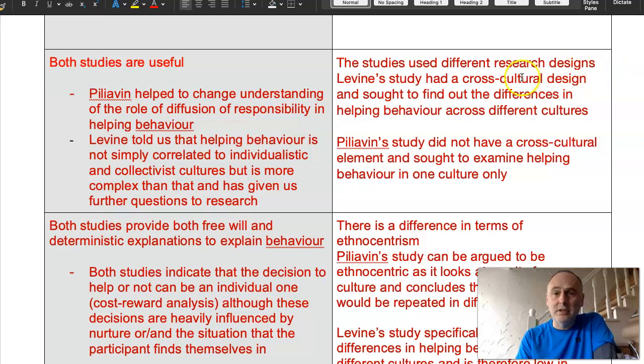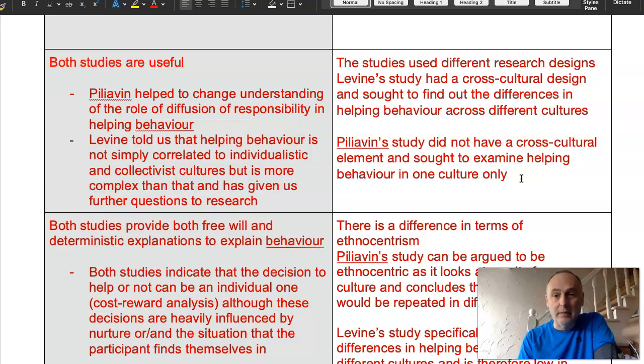But in terms of research designs, well, Levine used a cross-cultural design. Okay, so that definitely is a major difference there, isn't it? Because he sought to find out the differences in helping behaviour across different cultures. So that was specifically the aim of what he wanted to do, and he used a cross-cultural design in order to allow him to do that. Piliavin's study, on the other hand, was not cross-cultural. It was simply based in one particular culture, wasn't it? The culture of the US, and specifically New York City. Okay, so again, a difference there.